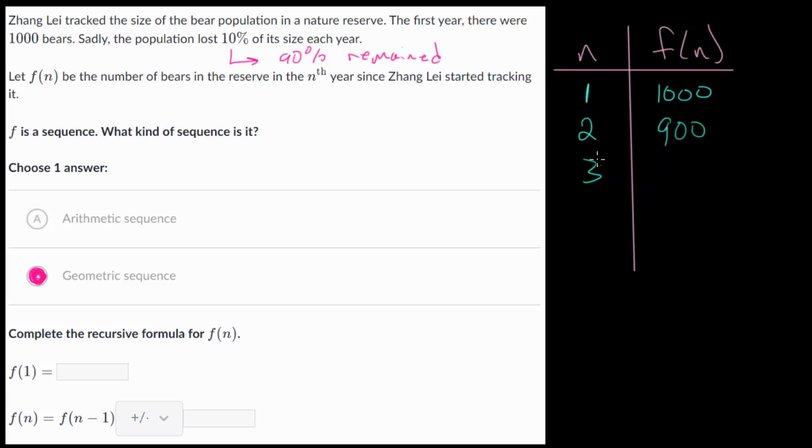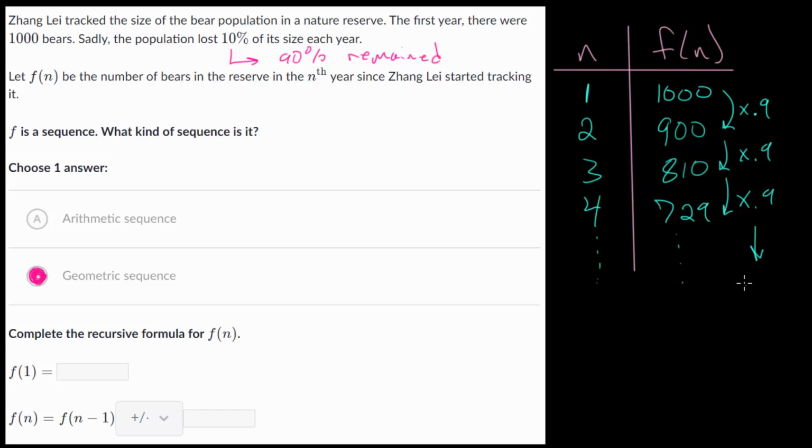And in that third year, the population again lost 10%, and now it's 10% of 900, which is 90. And 900 minus 90, now it is down to 810. That fourth year, losing 10% of 810, so that's 81, we're going to take 810 and subtract 81. And of course, this pattern keeps going. But notice, like I mentioned, from one term to the next, we are essentially just multiplying by 90%, or 0.9. So every step of the way, we multiply by 0.9. This is our R value, where R is our common ratio.